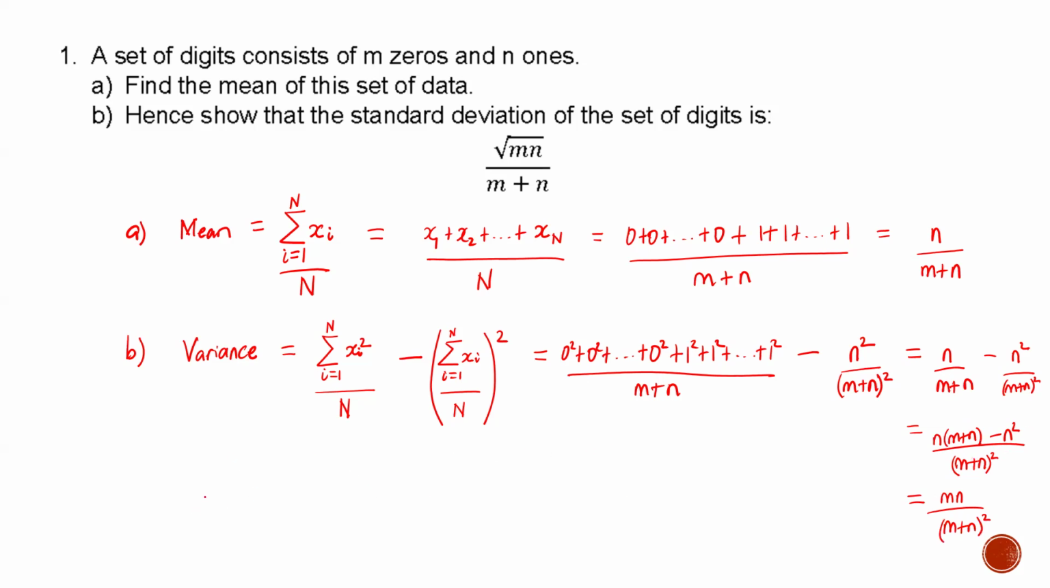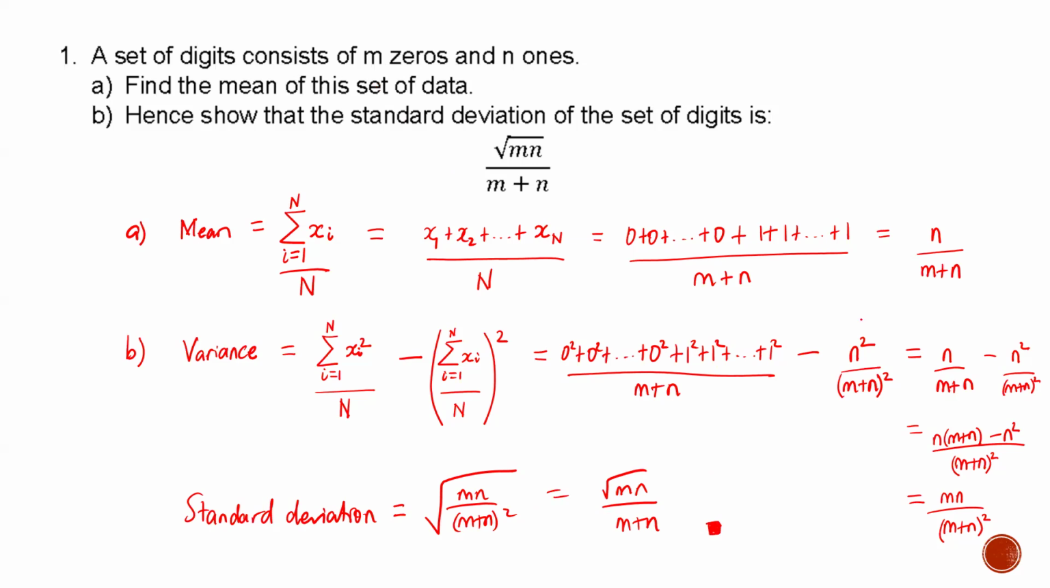So that's your variance. And now standard deviation is the square root of variance. So that means the standard deviation will be the square root of mn over m plus n squared, which is just the square root of mn divided by m plus n. And you'll have shown what you're supposed to show.